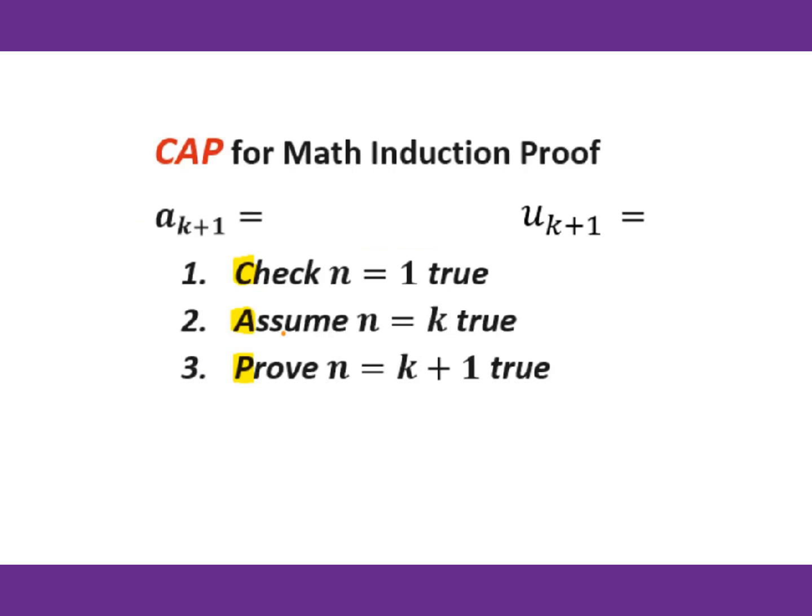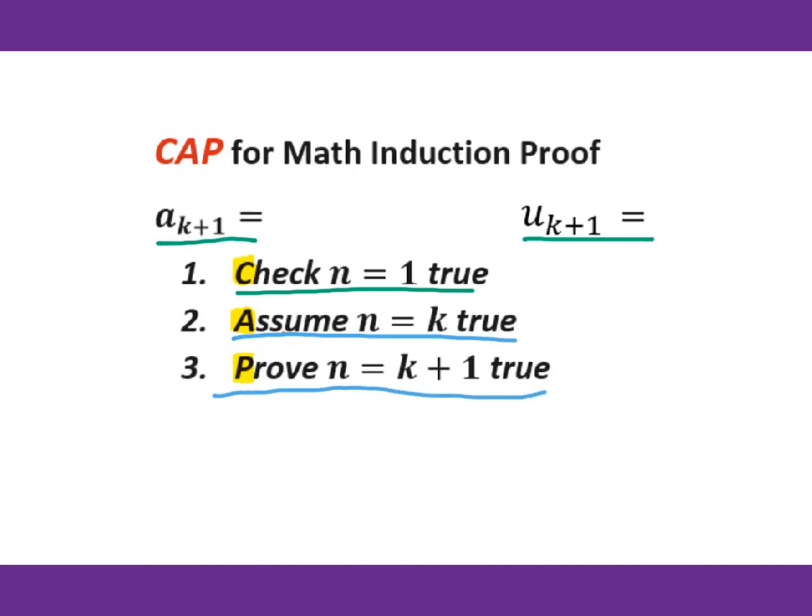If it's not a summation statement, here's the step. We will work on a sub k plus 1 on the left side. On the right side, we're working on u sub k plus 1. Then you still need to do the steps. First of all, check n equals 1 true. Then assume n equals k true. Then you need to prove n equals k plus 1 true.